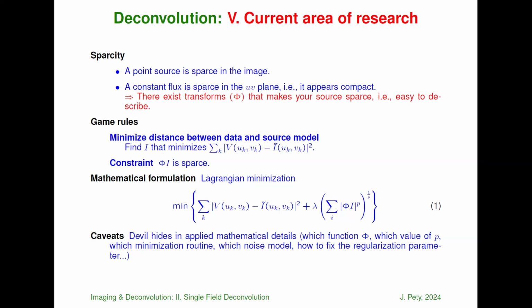Because there are lots of applied mathematical details. Which function phi should you use? Which value of p? Which minimization routines, in order to ensure that this will converge and you will not be stuck in a local minimum? Which noise models? How to fix the regularization parameter, lambda? So there are lots of questions. That's why I assume not many people are still using this today.